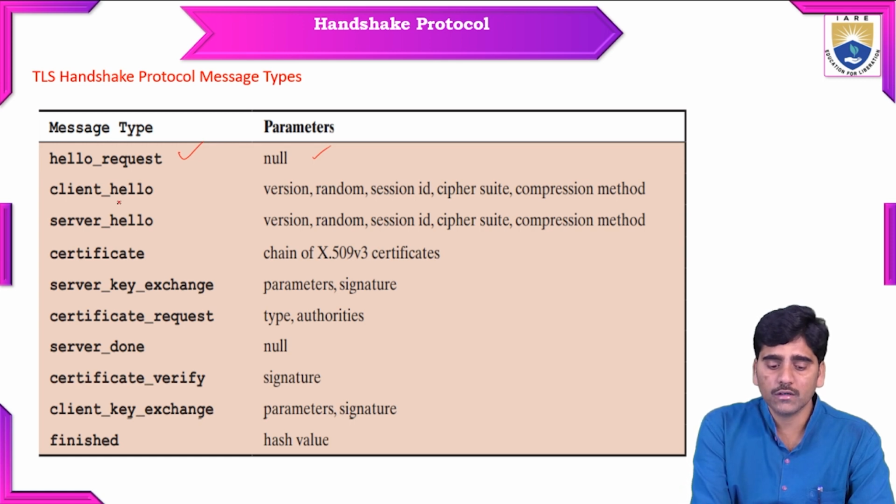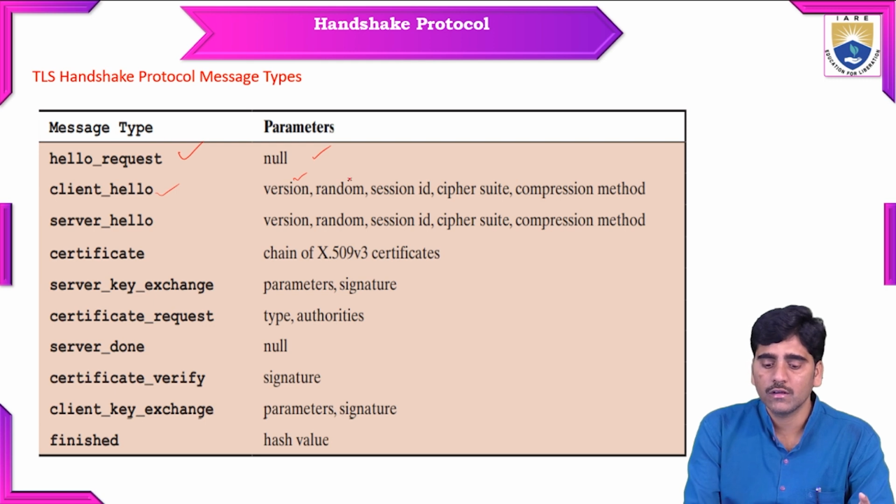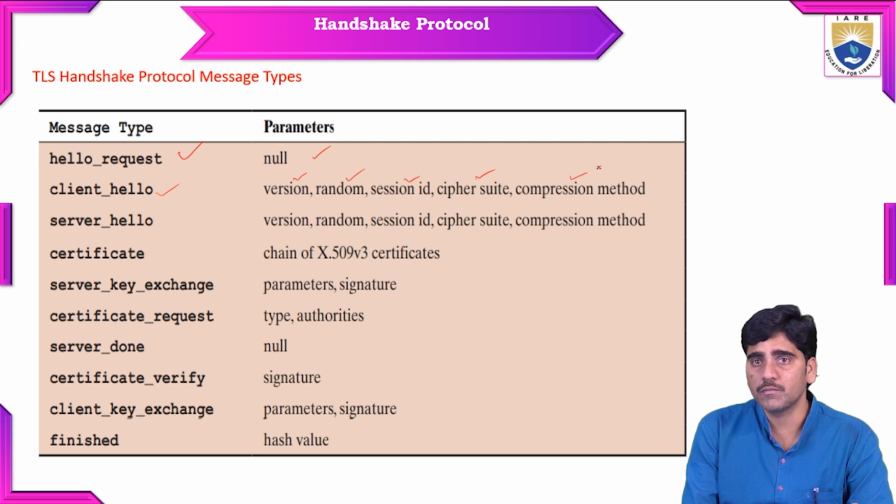And the second one is what? Client hello. Client hello indicates that the client is able to communicate with the server as a connection. With the help of client hello, it starts to establish the connection between the client and the server. It takes parameters like version, random, session ID, cipher suite, compression methods. These are all the parameters in the message type client hello.